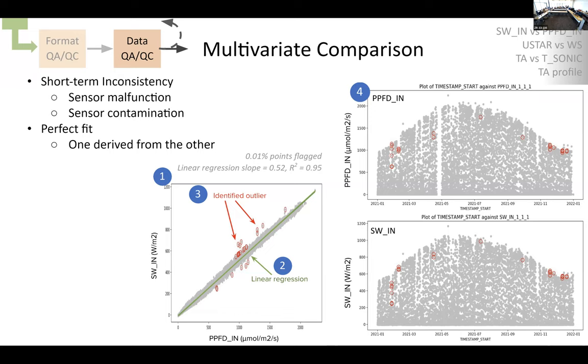This is 1 year of data. And we try to flag whatever point is outside of this relationship. So naturally there will be some points we flag, but not a lot, maybe a few points of them. So this is kind of everything expected.